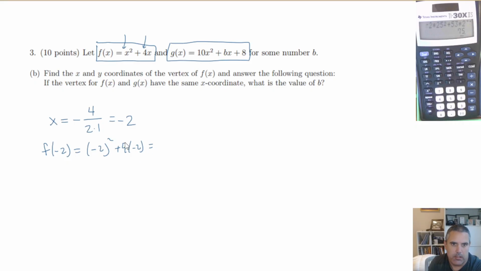So that's going to be 4 minus 8. It's going to be negative 4. So the x and y coordinates are negative 2, negative 4. And answer the following question. If they both have the same x coordinate, what's the value of b?